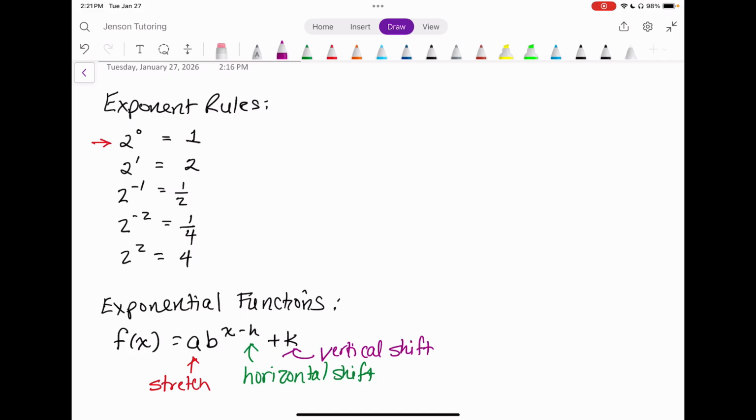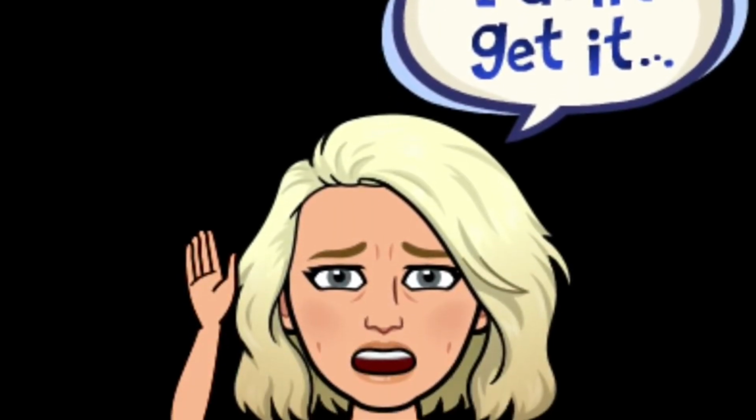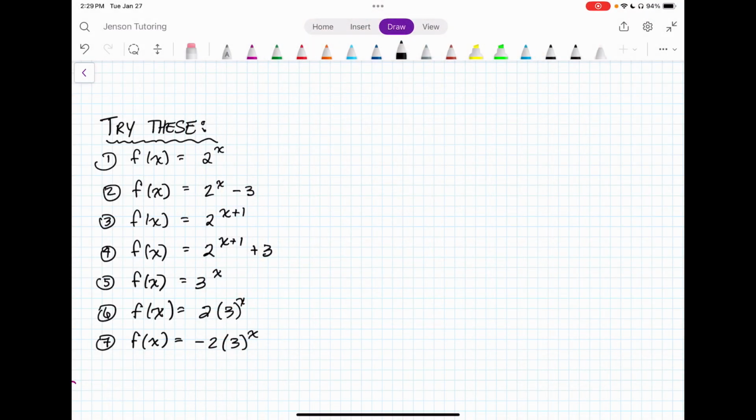So if we go back and we use these exponent rules, and then we try to incorporate those when we're graphing an exponential function, they're really pretty easy functions to graph. So grab a piece of paper and let's go through a bunch of problems together. So let's try these problems. Let's see if we can graph these.